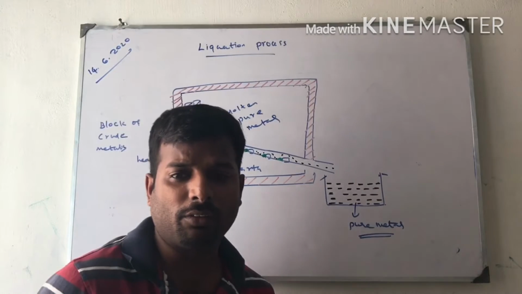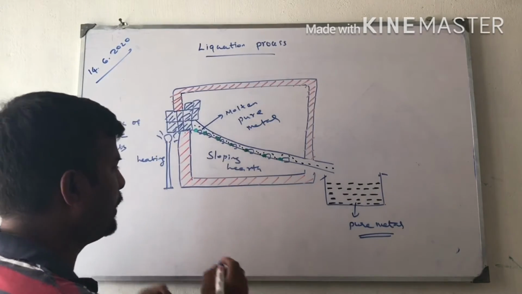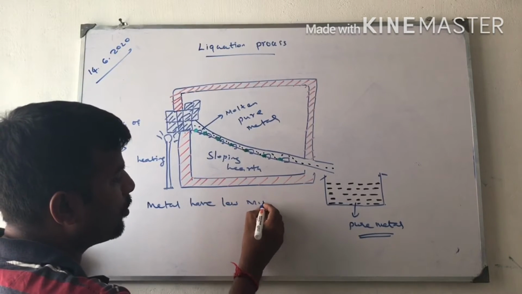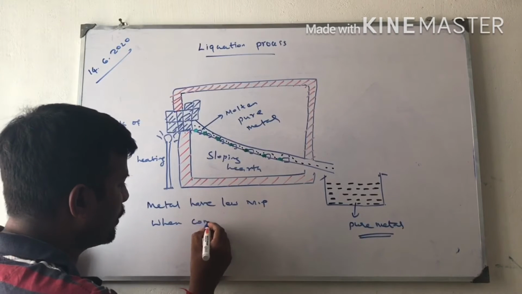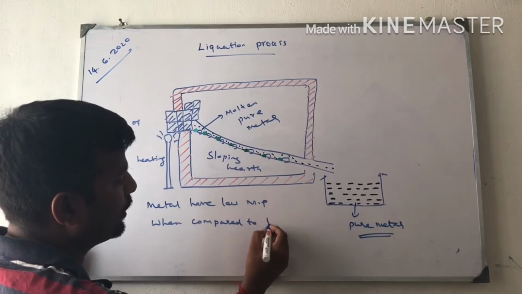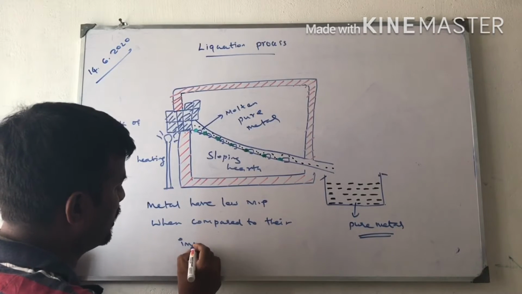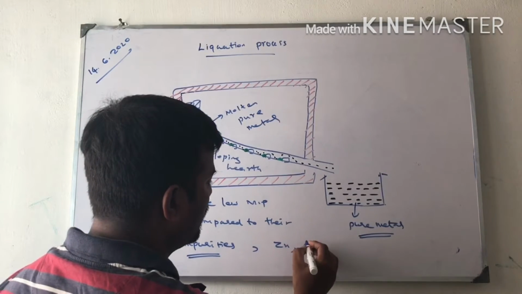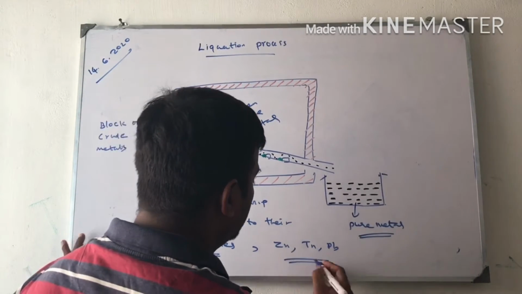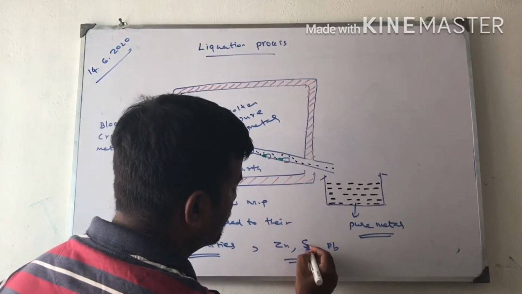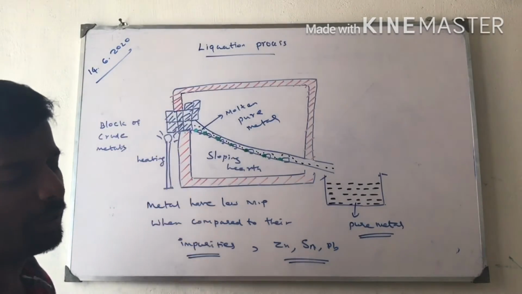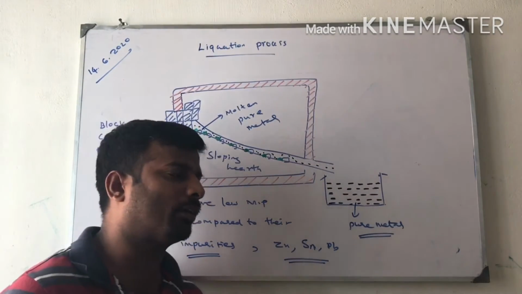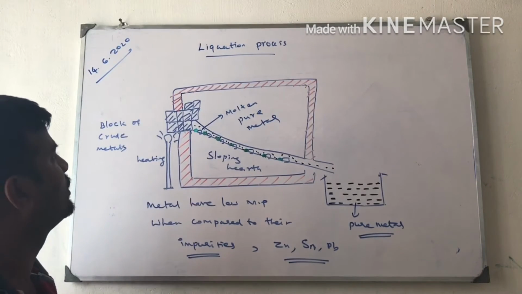This is the liquefaction method. In this method, the metals have a low melting point compared to their impurities. This method is applicable for zinc, tin, lead, etc. These metals have a low melting point compared to their impurities. Impurities melt at high temperature and the metal melts at low temperature. For such cases, we can use the liquefaction process.